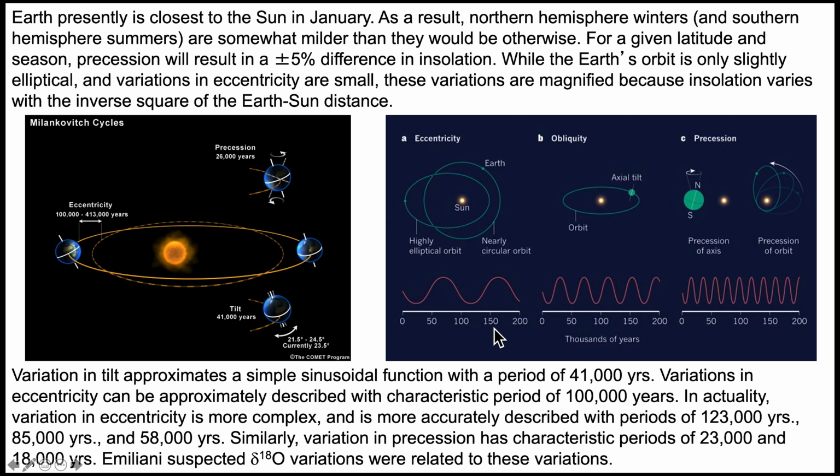Variation in eccentricity can be approximately described as having a period of 100,000 years, but really variation in eccentricity is more complex, with periods of 123,000 years, 85,000 years, 58,000 years, while variability in precession has periodicities of 23 and 18,000 years. So Milankovitch early on in the 1950s suspected that these variations in the Earth's orbit are going to be related to variations in the delta 18O value of deep sea sediment.